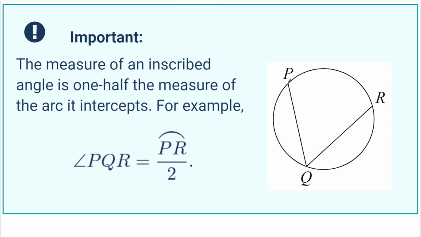So if in this case we have this angle PQR, our inscribed angle, it's equal to half of that arc PR that it's intercepting.